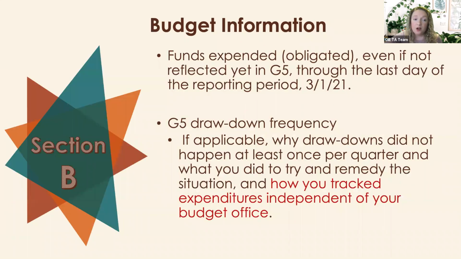In this part, we want you to talk about the funds that you've expended, and by that we mean obligated, even if not reflected yet in G5 through the last day of the reporting period. So to recap, back on your cover sheet, that official first document, those numbers on number 8 should match with your G5 information. But when you're talking here, this is again, you did your quantitative reporting, and now's when you get to provide that fuller picture. So we want you to talk about, okay, not just what's shown in G5, but what have you obligated that might not have been drawn down from G5 yet through March 1st.